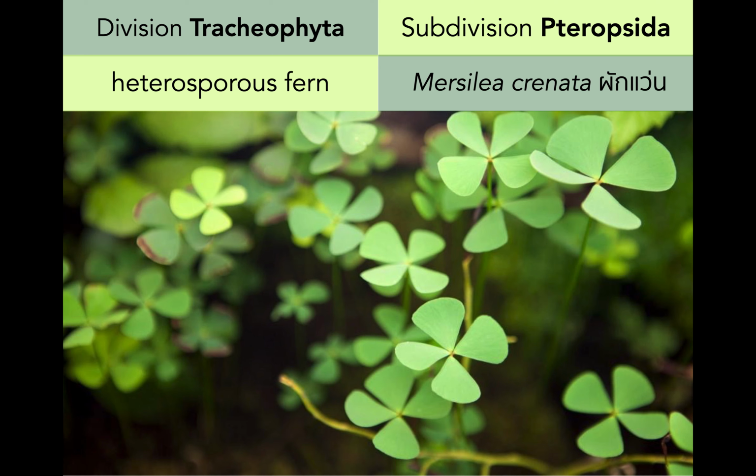And this happens to all aquatic ferns. So all the heterosporous ferns are aquatic ferns. We're going to ask you to just recognize them. There are three groups that I want you to recognize and know their names. The first one is called Marsilea crenata, or pakwan, and this looks like a clover.